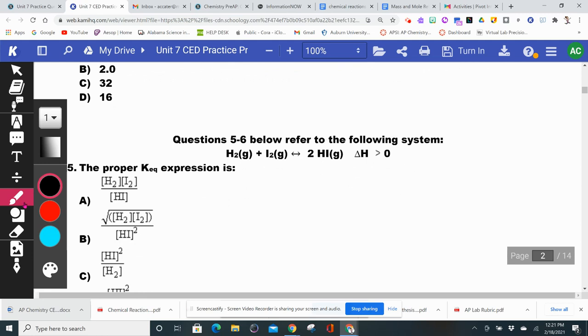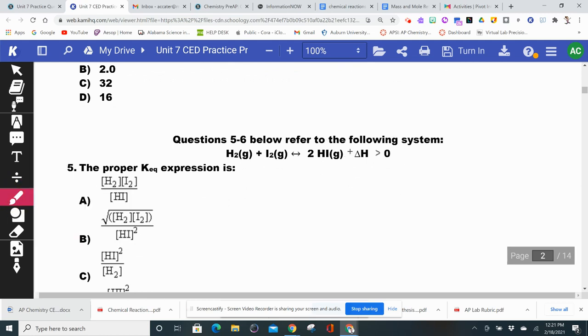Make sure you are aware of this little symbol here, we talked a little bit about this yesterday, because you will see that on some questions on the test. The delta H being greater than 0 or the delta H being less than 0. That is important in determining whether something is an endothermic reaction or an exothermic reaction, which is going to be important in determining what happens if you raise the temperature or lower the temperature of that reaction. So make sure you have that jotted down.